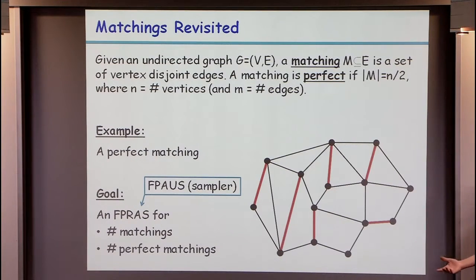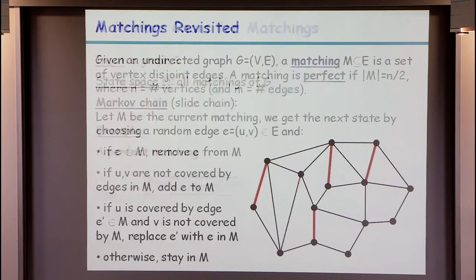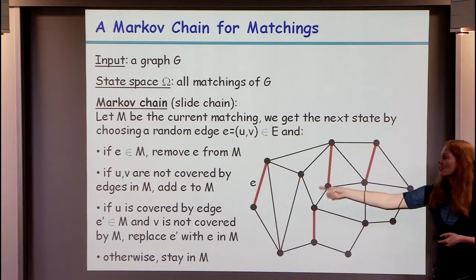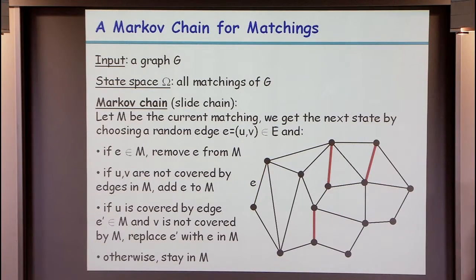Now, how to sample matchings? Well, let's set up a Markov chain. And here is the Markov chain. So my state space is all possible matchings. And I'm going to do the following. I'm at a matching, and I choose a random edge. Now, something like this. If my edge is in the matching, I remove it.